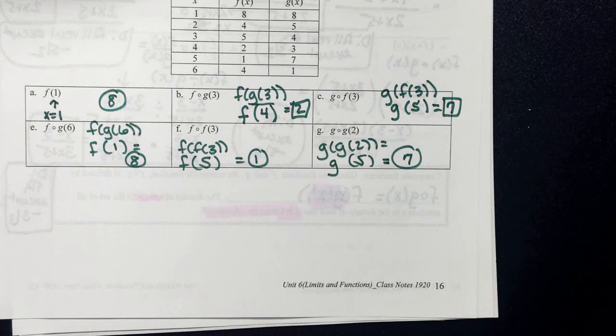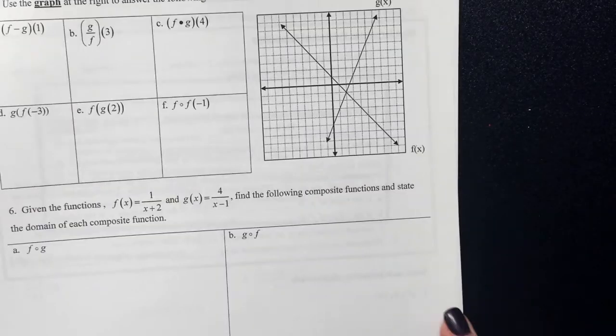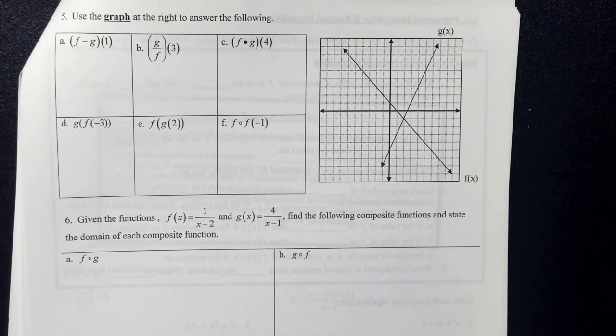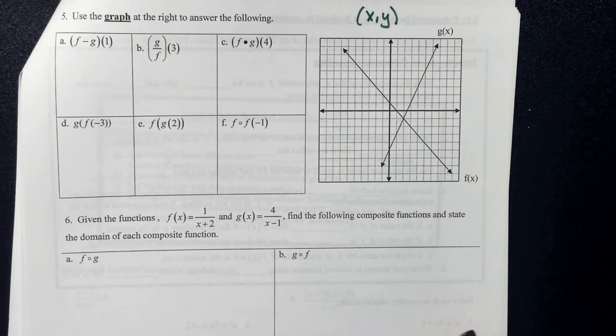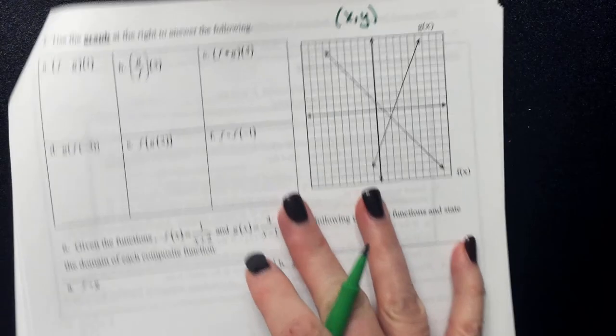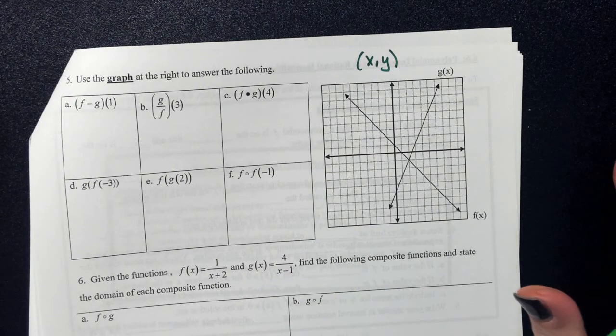Okay? So again, you just did composition using a table. So the next type, like I said, we did algebraically, we did tables, now we got to talk about graphically. All right, so now remind me again, when you see a line or any graph, it is made up of an infinite number of what? Points. Remember, a point has an x value and it has a y value.